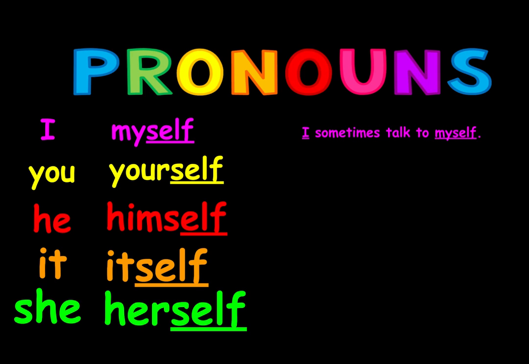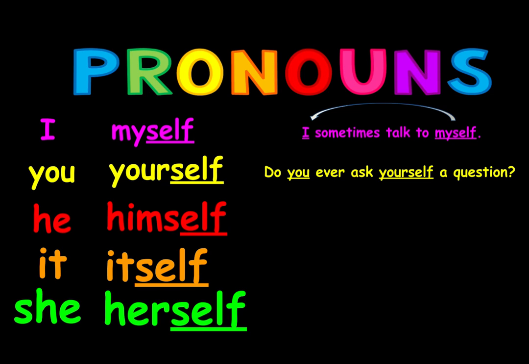Okay, now here's what I'm saying in the sentence. I sometimes talk to myself. So what you're doing is you're saying you're the subject and the object that you're talking to is the same thing. It's you. But you can't say, I sometimes talk to I. So you go, I sometimes talk to myself. Do you see it? They're the very same person, but one is the subject and one is the object that you're talking to. So yes, you're you, but you're talking to yourself. You're I, and I'm talking to myself.